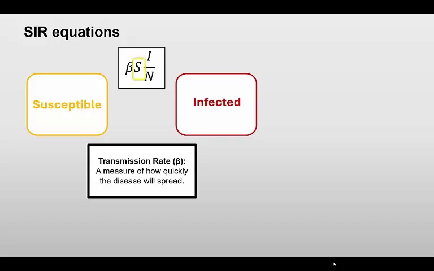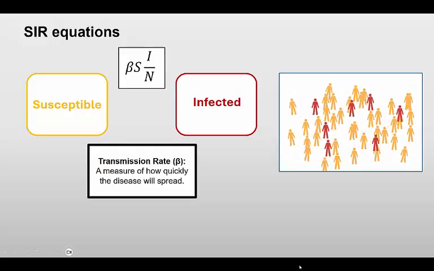S is the number of people in the susceptible compartment. Now, if you think about this, if there's a large number of people in the susceptible compartment, we would expect more people to move from the susceptible to the infected each day. The last part of this equation, I over N, is the number of people in the infected compartment divided by N, which is our population size. So it's the proportion of infected people in our population.